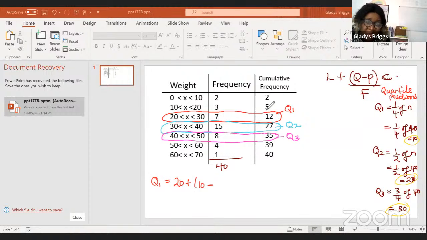So it's going to be 5, times C. What is C then? C is the quartile class interval, the class width. 30 minus 20 is 10, so that would be 10, over F. F is the class frequency, so that's going to be 7. So you need to put this into your calculator and tell me what your answer is.